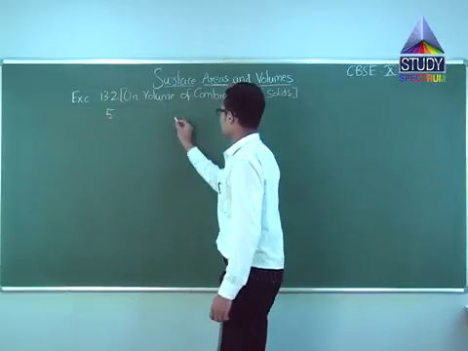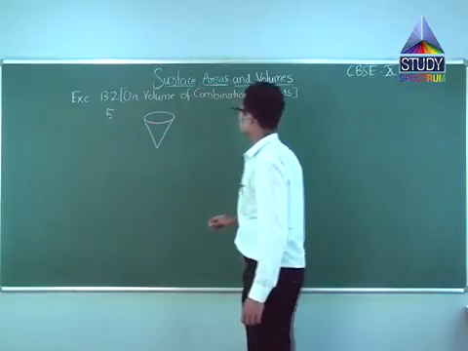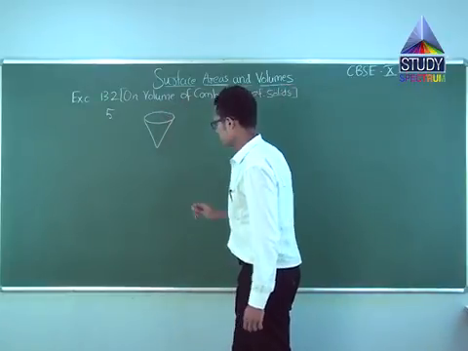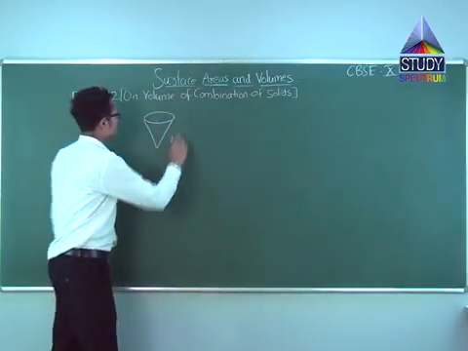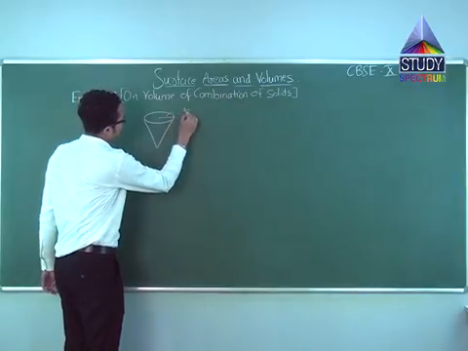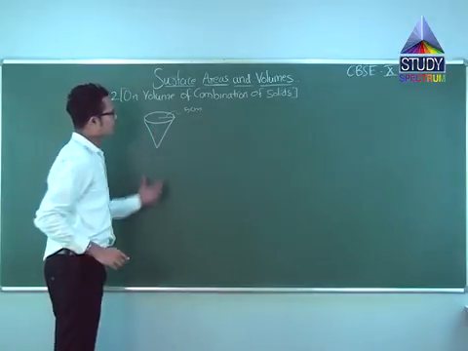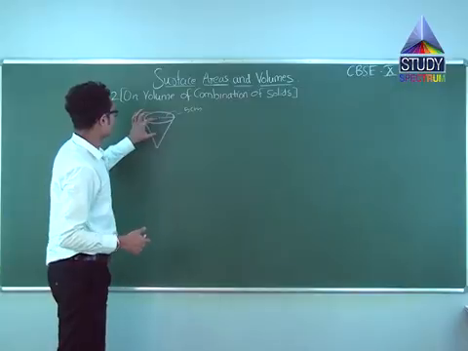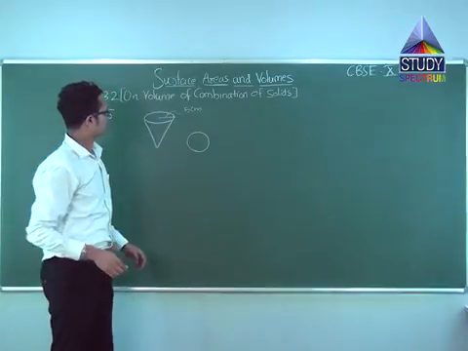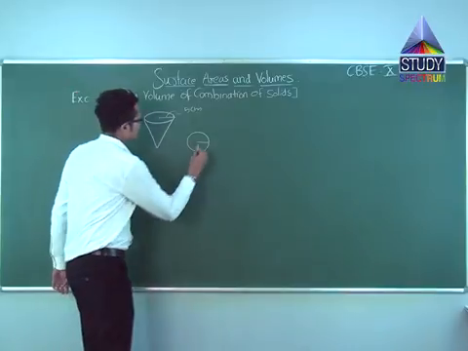In this question you are given a cone whose radius is 5 centimeters, and this cone is filled with water, and we are placing solid lead shots in this cone. Solid lead shots like this appear like the shape of a sphere, and its radius is 0.5 centimeters.